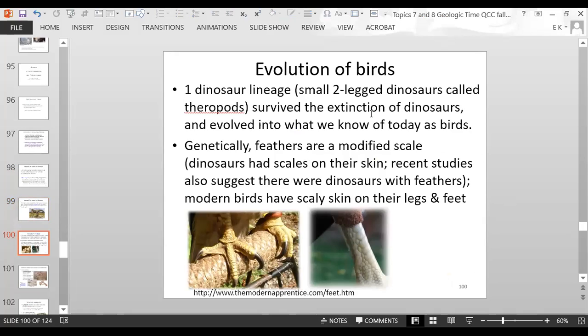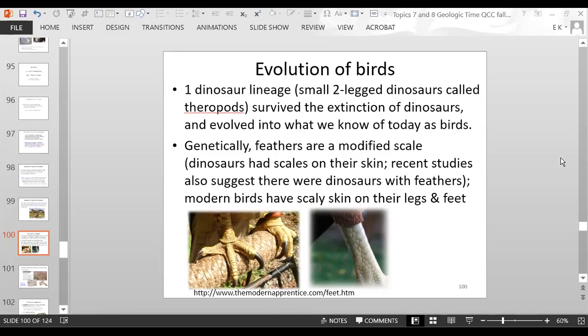So then this goes into the evolution of birds. And one dinosaur lineage, which was small and had 2 legs, they were called theropods. They actually survived the extinction of dinosaurs, and they evolved into what we know of as birds today. Okay, so just to reiterate, there was one lineage of dinosaurs that was a small 2-legged dinosaur. That lineage of dinosaurs survived the extinction of dinosaurs.